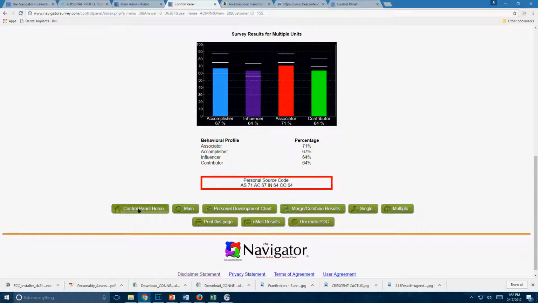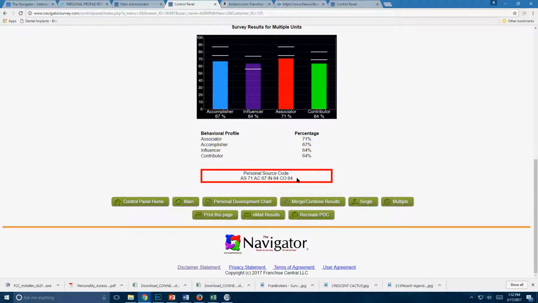So yes, this is how you'll be able to tell, this is how franchisors tell if somebody's a good fit or not. Now, in this particular case, and we call it the personal source code, what it does is it ranks the 4 profiles in descending order. So this person is a dominant associator, and then the accomplisher, influencer, and contributor follow. The influencer and the contributor are both at 64%. That's not great, certainly compared to where ArcPoint wants them.